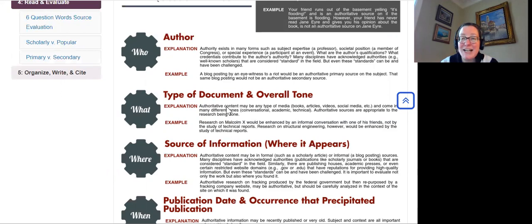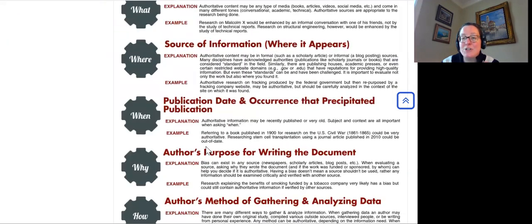What type of document is it? Is it a scholarly article? A newspaper article? Where does this information appear? If it's a scholarly article, that would be a scholarly journal. A blog post is just a random website, so it may have less authority or credibility.